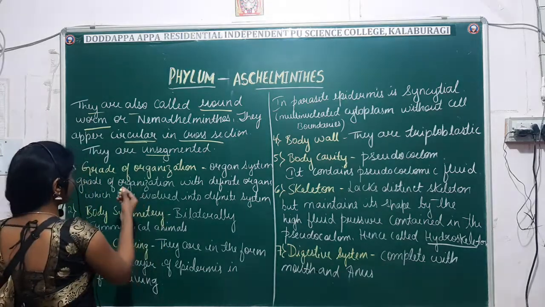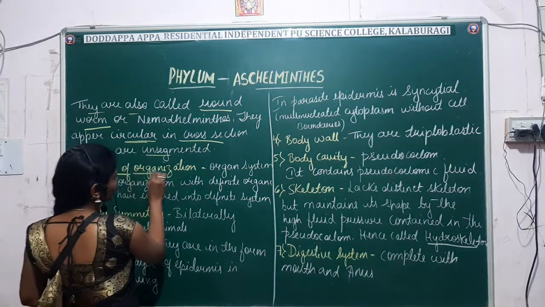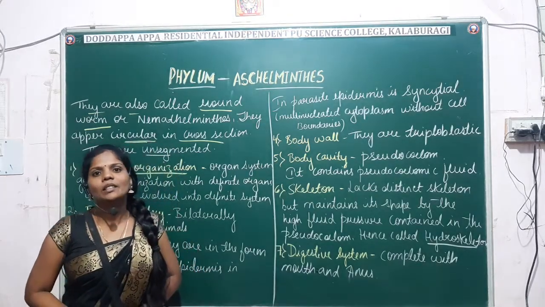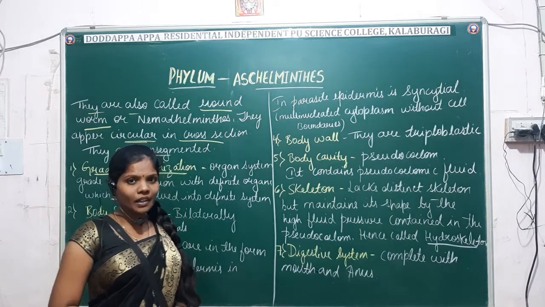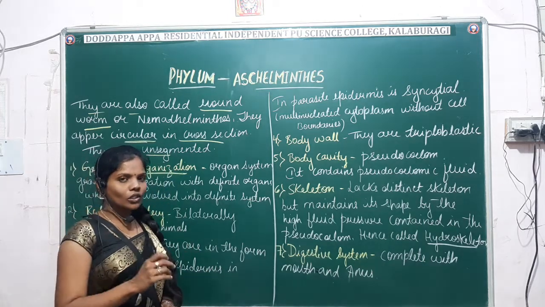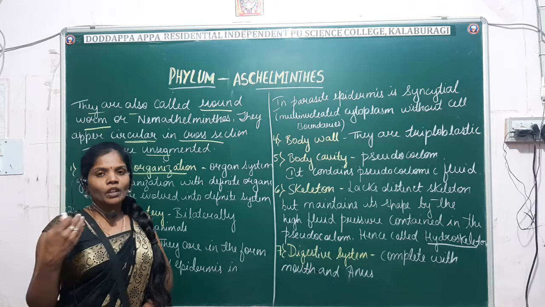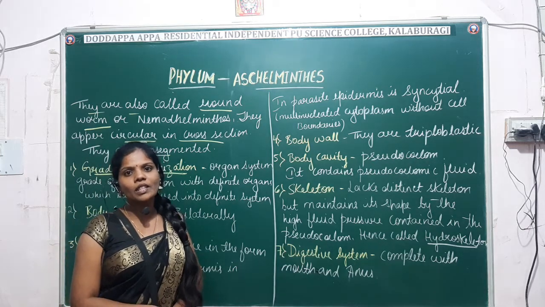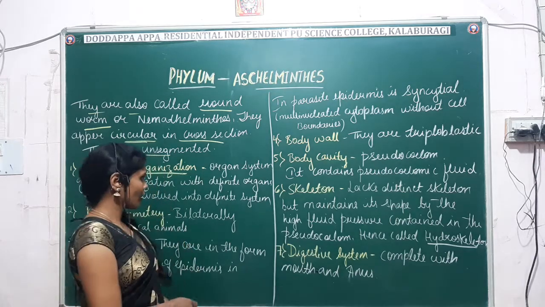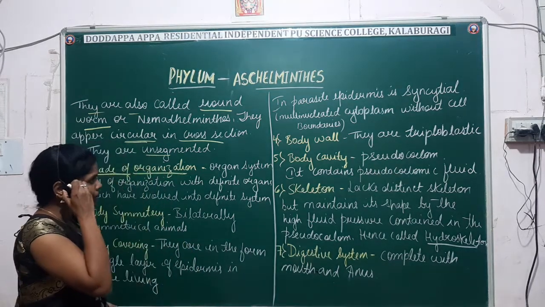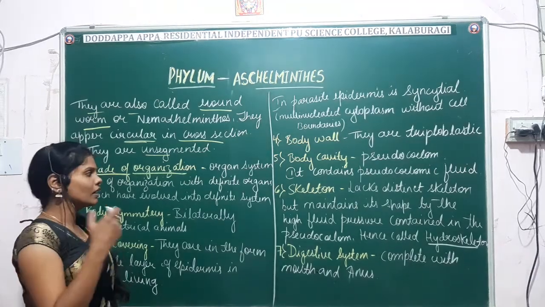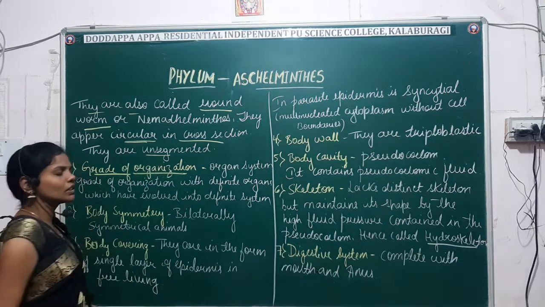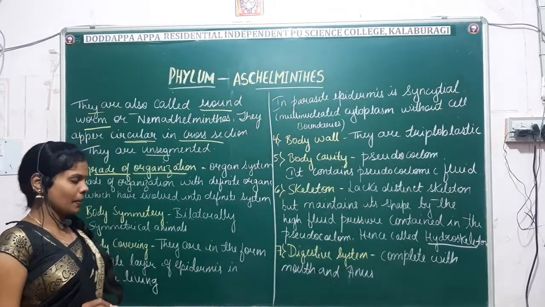First character: what grade of organization do the Aschelminthes exhibit? They show the organ system grade of organization. The organs are well developed. They have definite organs evolved for different functions.